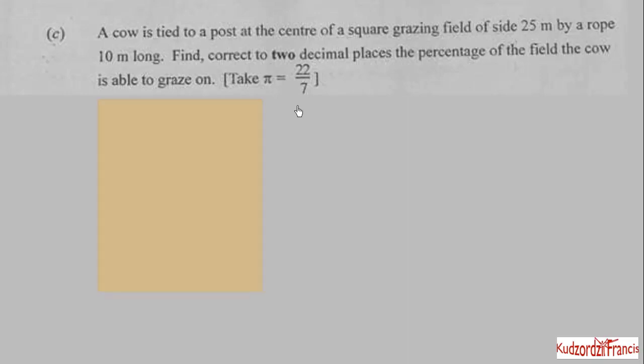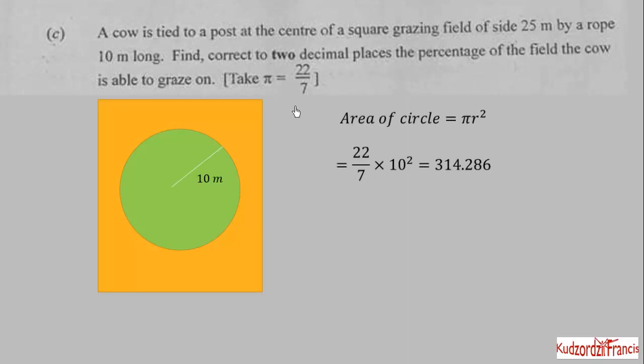So let's say this is the square field, and we know the rope tied to the cow is this, and we're told that it is 10 meters, and also the cow can graze in a circular shape like this. So you need to find the area of the circle with radius 10 meters, which is given by pi r squared.